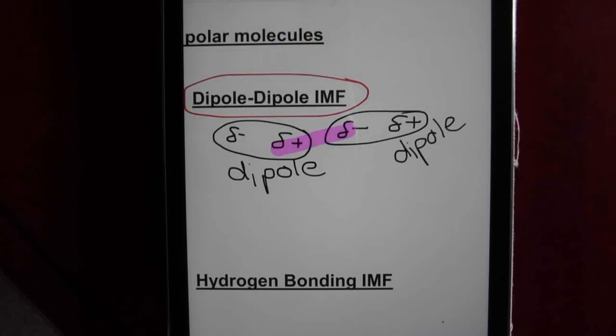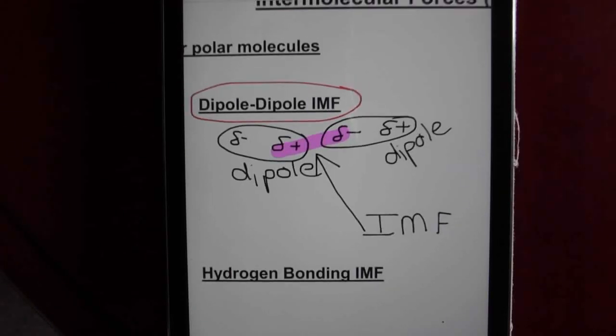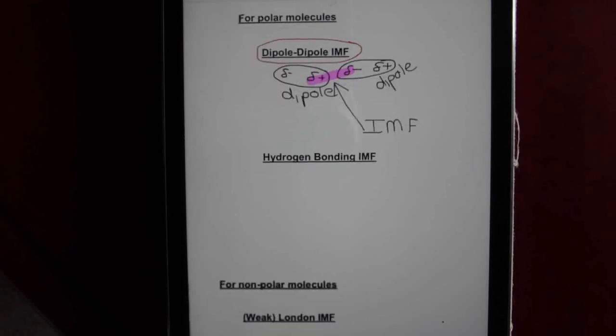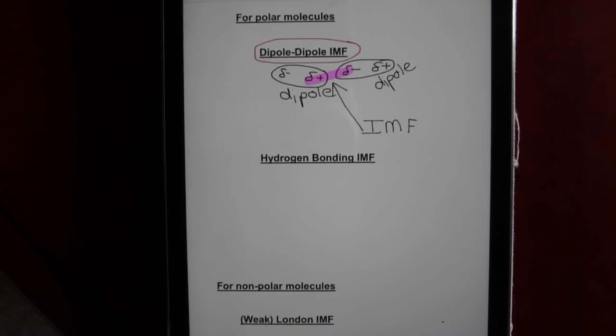Oh, just one more thing. You need to make sure that you understand that the intermolecular force is between the two molecules. It's not inside the molecule. It's between the two molecules. There is my intermolecular force. And please always think about that when you speak about intermolecular force. It's not inside the molecule. That's bonding. It's between the molecules.